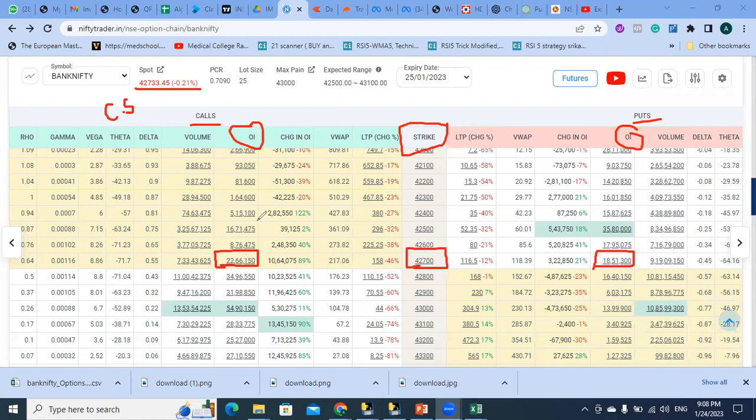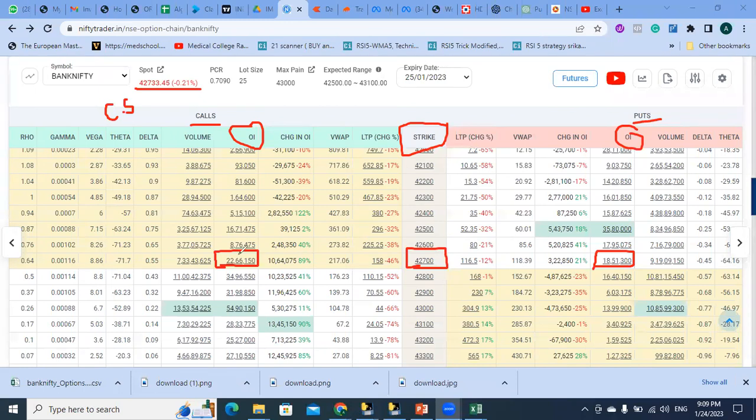So at this level, 22,66,000 people are protecting the 42,700 level. That means they are preventing Bank Nifty from going above 42,700. At the same time, 18,51,000 people are trying to make Bank Nifty cross this level, so it should not stay below 42,700.